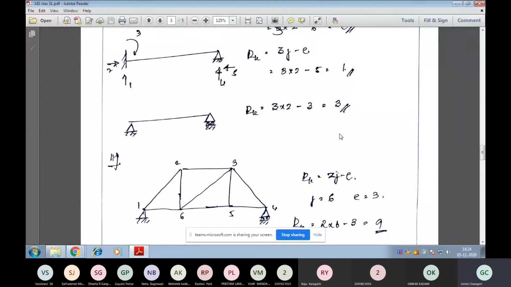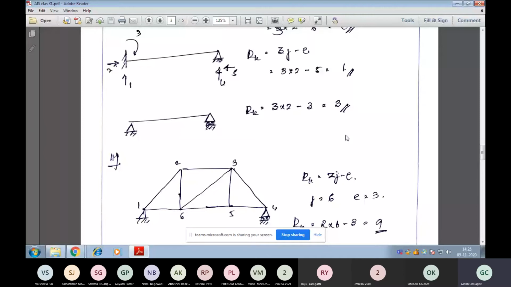So 2 into 6 joints, that is 12 numbers. 2 sixes are 12, minus the unknowns, which are 3. So 12 minus 3, 9, is the degree of kinematic indeterminacy, or we can say the degree of freedom for this structure is 9. This is how we need to calculate these things. Some questions may be given in your final exams to know the degree of kinematic or static indeterminacy.